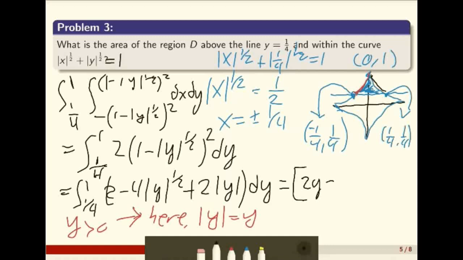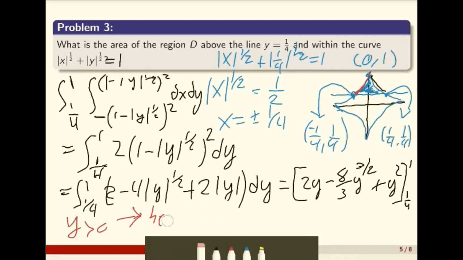And so here, our y to the 1/2 is going to be a y to the 3/2 times 2/3. So we're going to get minus 8/3 y to the 3/2. And our absolute value of y is going to be equal to y, and so that's going to just integrate to y squared. It's between 1/4 and 1. And with this last bit here, we're going to have a little bit more trouble than usual because we don't have a boundary at 0. We've got this 1/4.